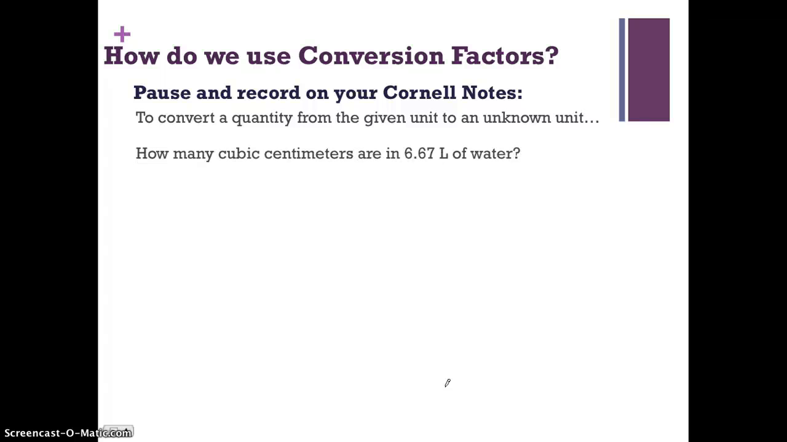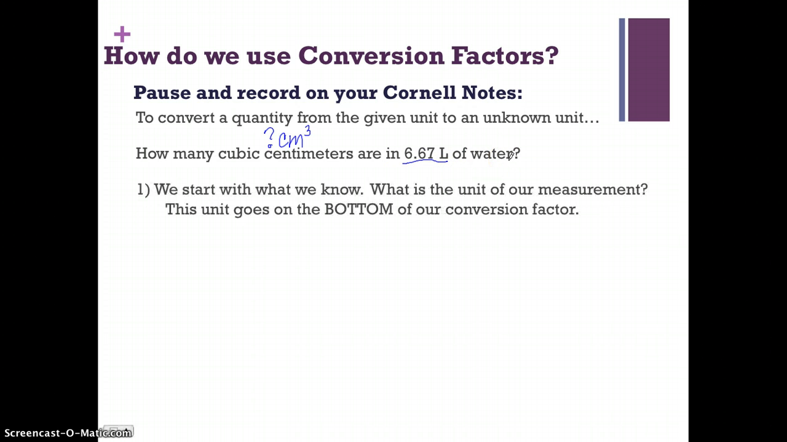So to convert a quantity from a given unit to an unknown unit, we would do this. Here's a question. How many cubic centimeters are in 6.67 liters of water? Okay, so cubic centimeter is abbreviated cm with a little cube on top, and we want to know how many of these. So I'm just going to put a question mark above those. Okay, so 6.67 liters of water is our known.